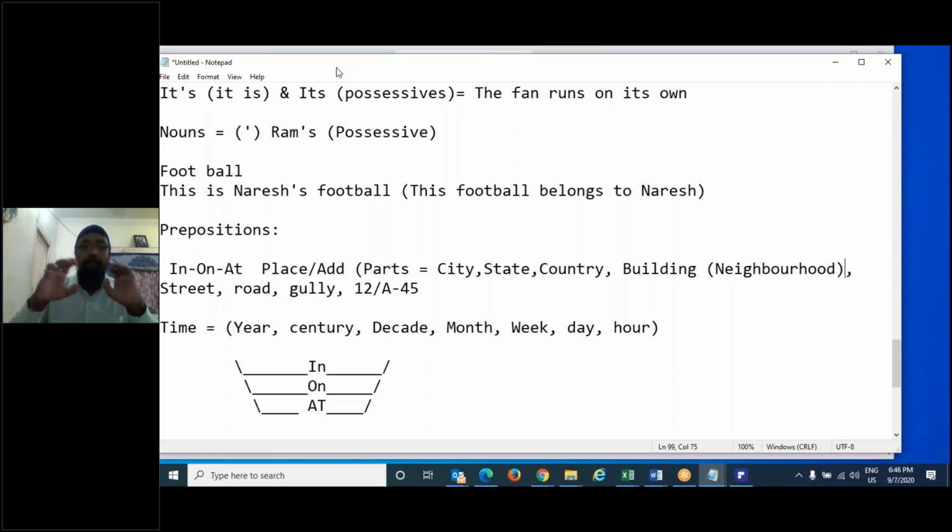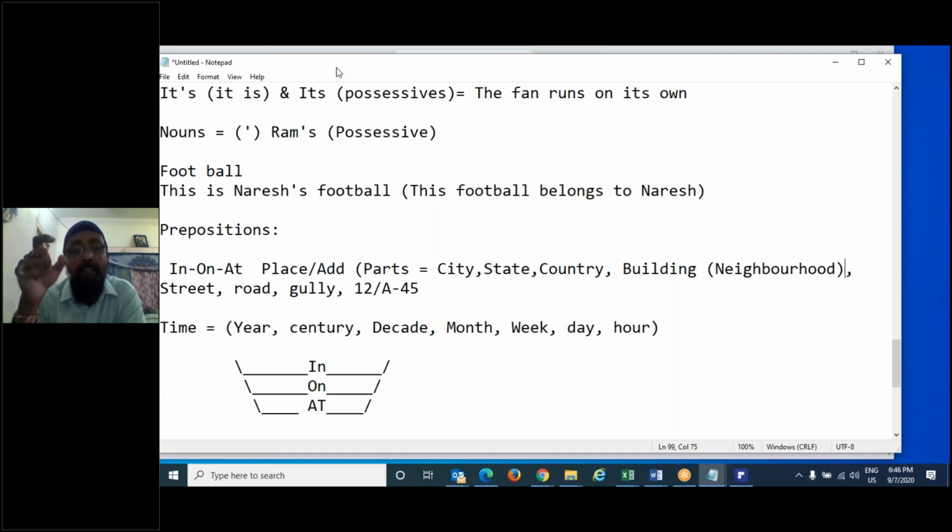So if I'm using a complete address, where do you stay? I stay at 12 oblique A45 and so on, which is the complete address. Or in one word, if I say, where do you stay? I stay at my home. At my home. My home is my complete address.